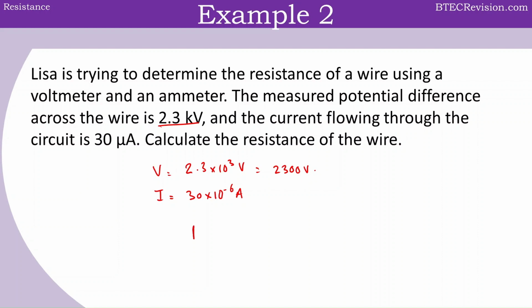Now we can calculate the resistance. R equals V divided by I. We can plug in our values. So that's 2,300 divided by 30 times 10 to the power of minus 6. And plugging this into our calculator gives us a value of 7.67 times 10 to the power of 7. And the unit is ohms.